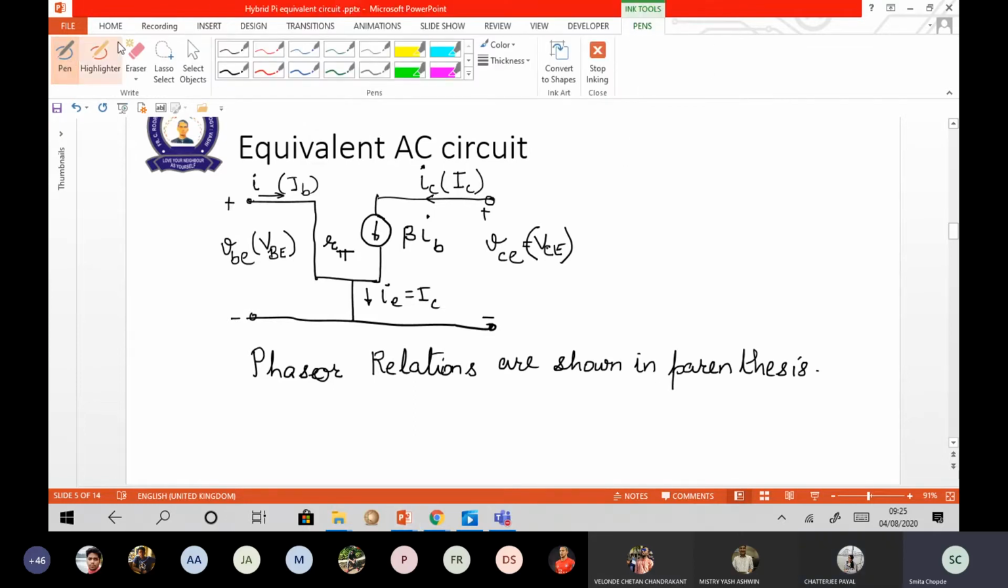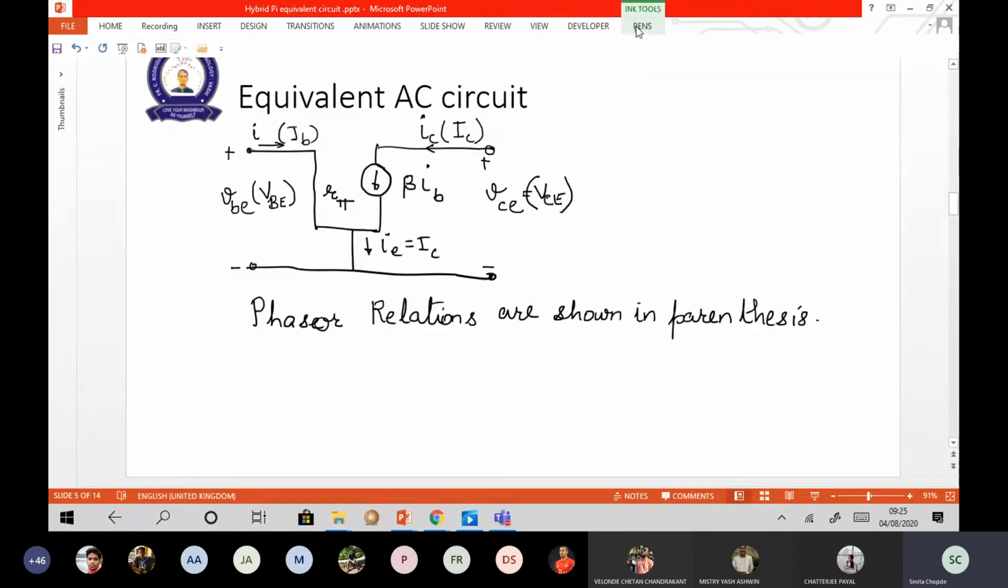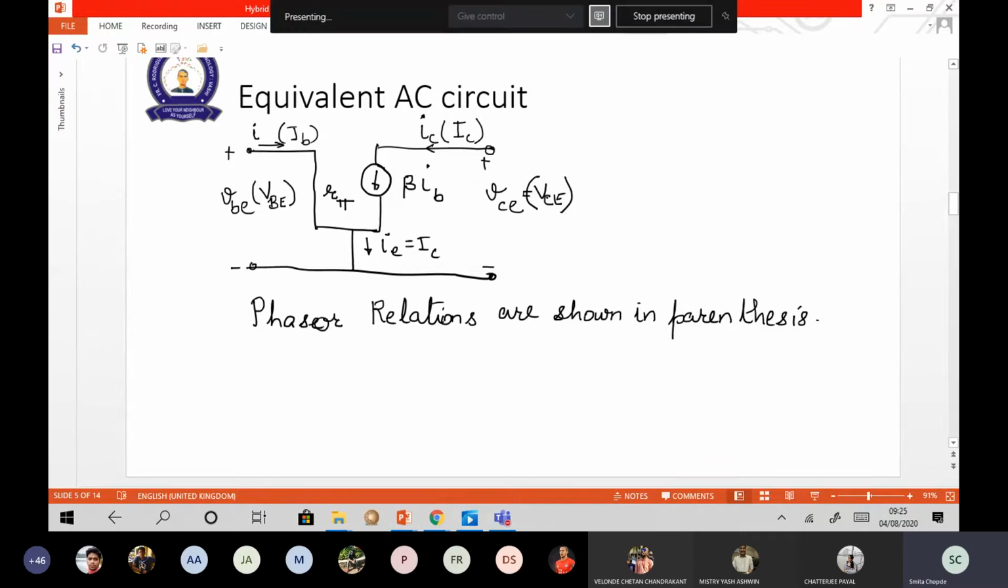Now suppose... Okay, so in this case, fine, the base current, it is not helping me to draw only.